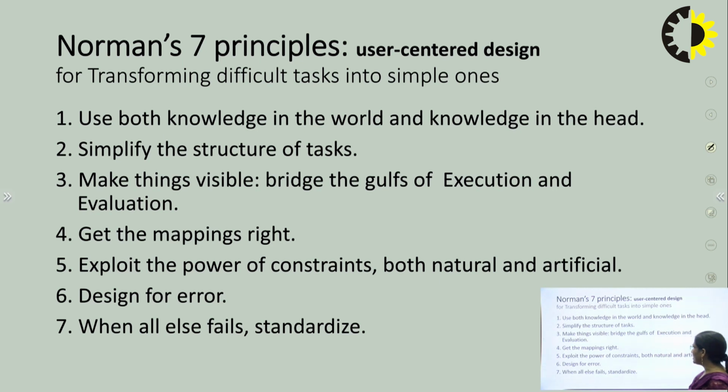The fifth point is exploit the power of constraints, both natural and artificial. And the sixth point is design for error. That is the main point. That means if the user interface is designed, then it may be error free. If any error occurs, it may not happen that the system will hang; it may display some error message. So the interface is designed according to that criteria. Then the seventh point is when all else fails, standardize. That means if all other methods fail, then we have to use the standard method.